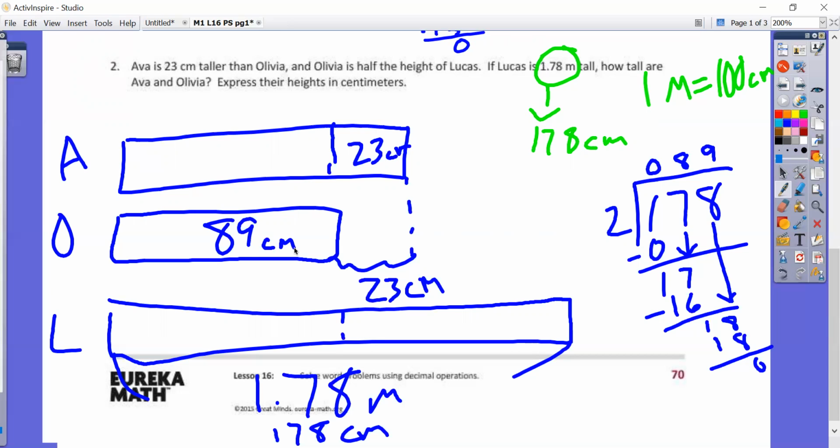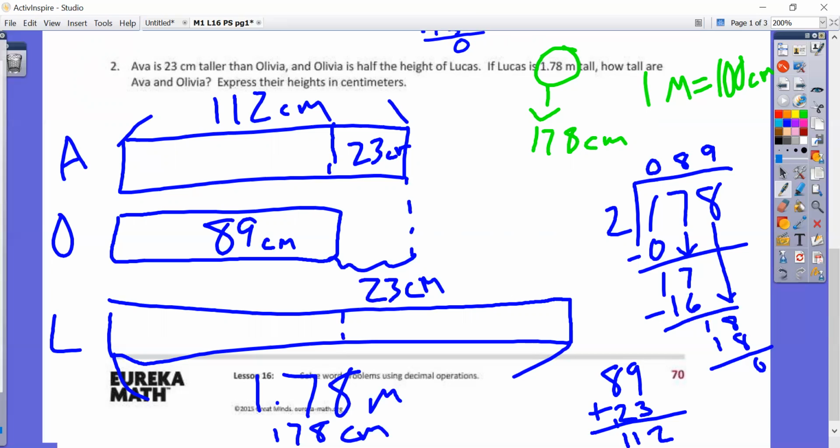To get Ava's size, we need to add back that 23 centimeters to our Olivia's size, and we should have 112. 8 plus 2 is 10, plus 1 more is 11. So we know Ava's size is 112 centimeters.